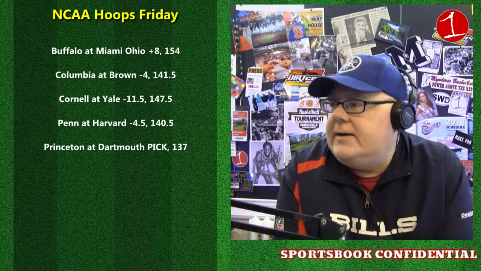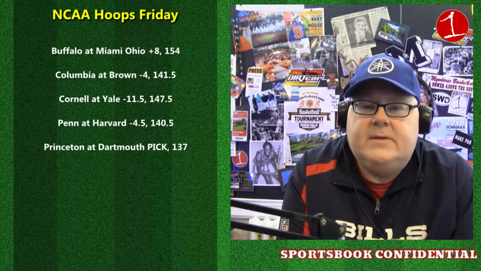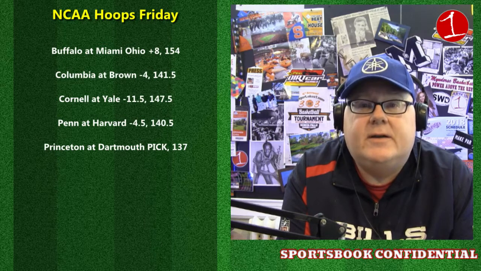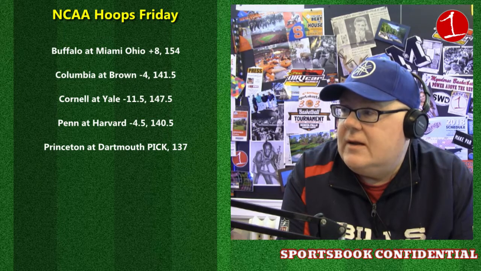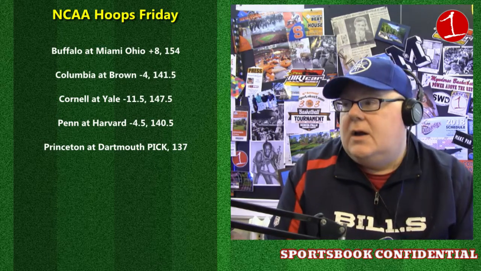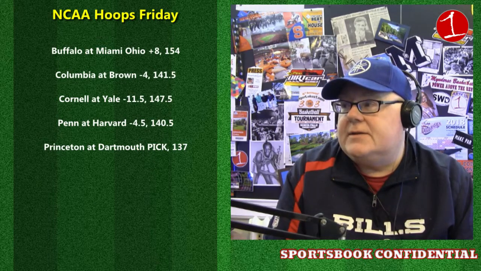Cornell at Yale, Yale -11.5. Yale at home is definitely the favorite. 11.5 is just too many points for me to lay on Yale. Cornell, they're about .500 on the season, but they've been very competitive, slightly above average in the Ivy League. That could come down to free throws at the end. I really don't want to touch this game either way, but 11.5 is a lot of points. Once you get to like 12 or 13, boy, you're really looking at taking Cornell there. But things have happened.